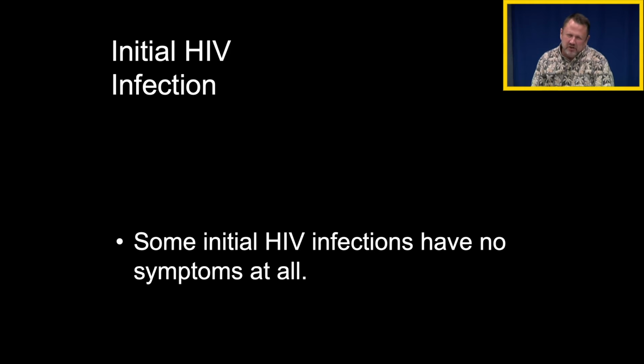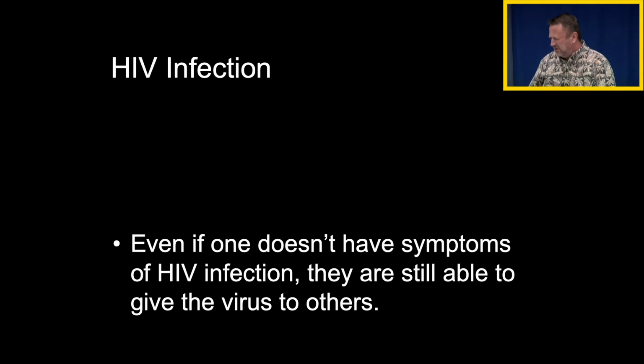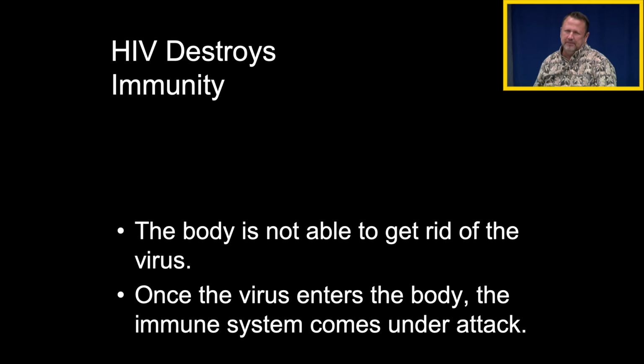Many initial HIV infections have absolutely no symptoms at all. Many acute HIV infections have no symptoms at all. And even if they don't have symptoms, they can still pass virus to others. We seem to be under some conception that we would have to be symptomatic with a virus to transmit it to somebody else, and that is not the case at all. We can be asymptomatic with a virus and still pass that virus to someone else, especially with HIV.